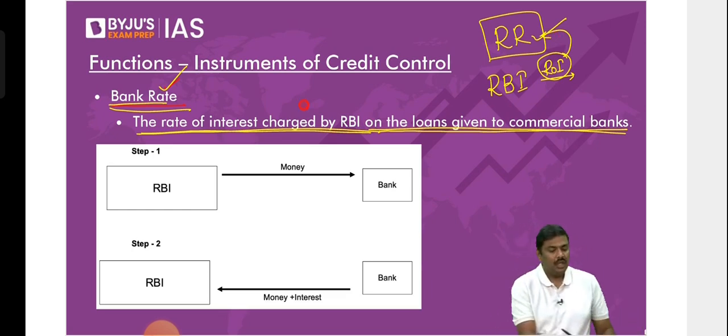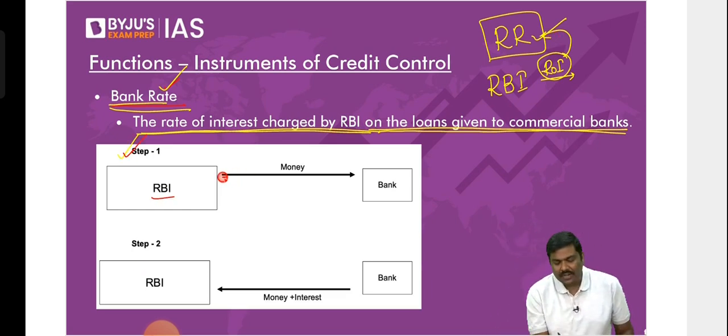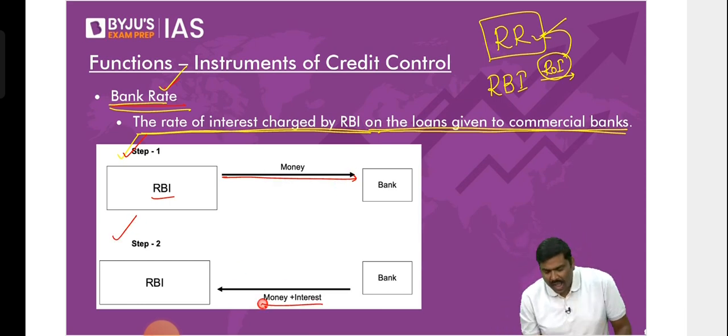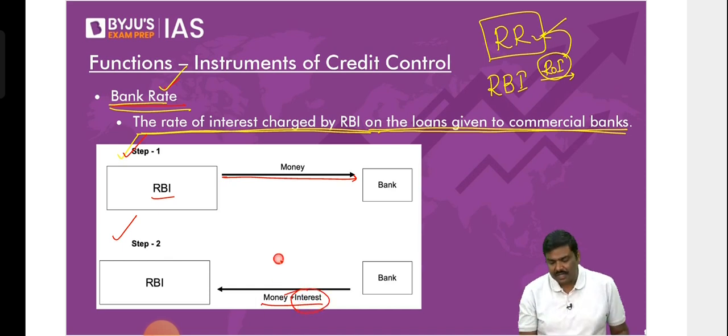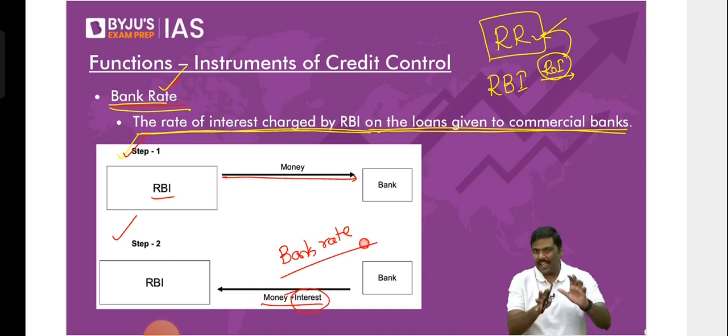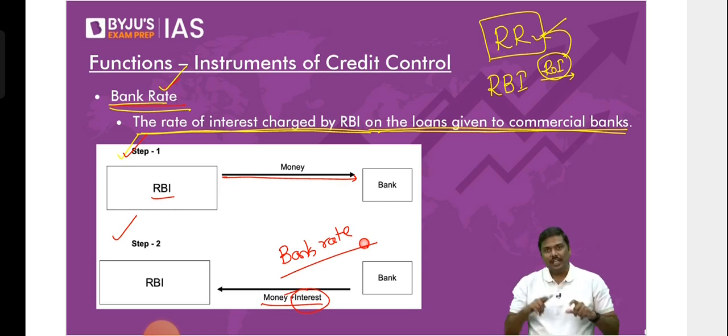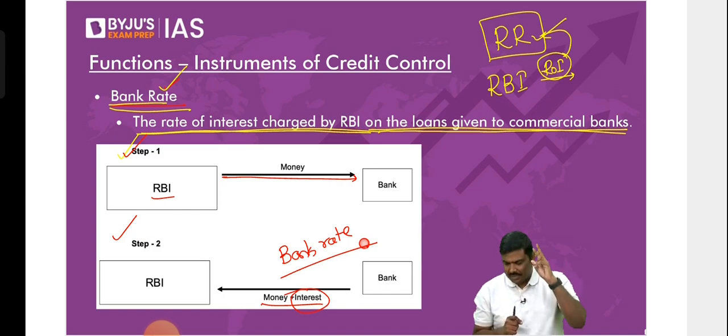Understand this very carefully. Look at the process here. Step 1, RBI will give a loan to a bank. Step 2, RBI will collect money along with the interest from the bank. Now, this particular rate of interest that I'm charging is nothing but the bank rate. You have already seen the picture of repo rate as well as bank rate. You tell me, are both one and the same? Your answer should be no.